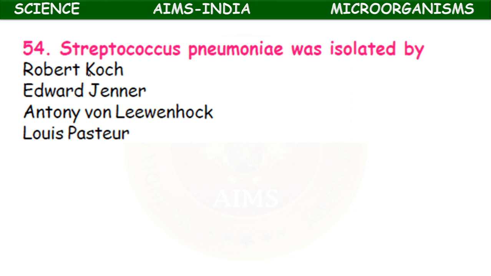Streptococcus pneumoniae was isolated by, who isolated the Streptococcus pneumonia? The bacterium which causes pneumonia disease. Okay, here the 4 scientists are given: Robert Koch, Edward Jenner, Anton van Leeuwenhoek and Louis Pasteur. So, it is the Louis Pasteur who isolated the Streptococcus pneumonia.